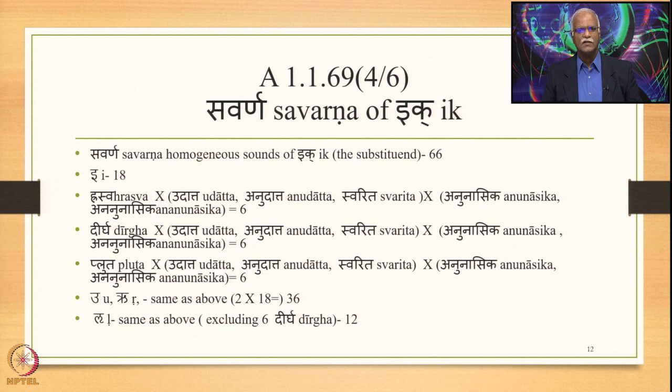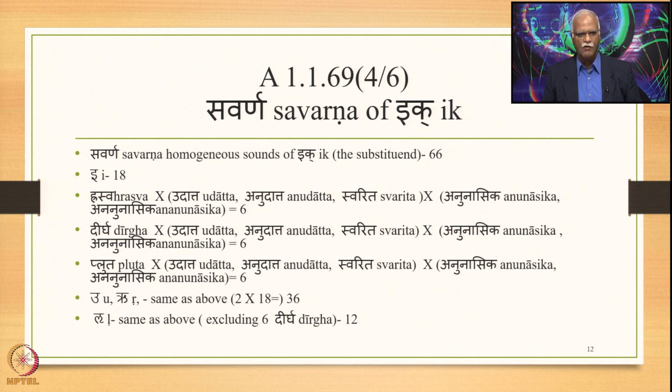So, what are the savarnas of ik? They are 66 in number in all. How? We have 18 varieties of e, which are savarnas of e. How are they formed? There are six varieties of rasva e. So rasva multiplied by three varieties of udatta, anudatta and svarita, multiplied by two nasal, non-nasal varieties, anunasika and ananunasika, that makes it six.